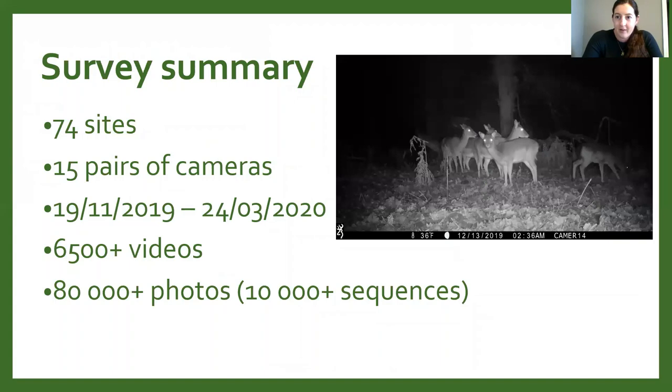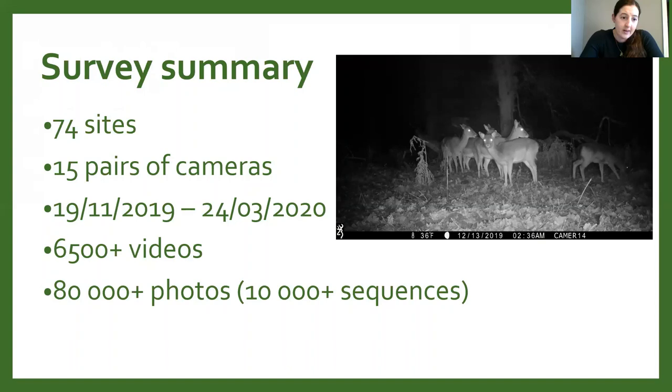So we put our pairs of cameras out in 74 different locations. We had 15 pairs of these cameras, so we had to rotate them between sites. We had each pair of cameras at each site for around a month. And this survey was done between November of 2019 and March of 2020. We did have to finish a little bit early because of the first lockdown. So we had to bring our cameras in a little bit early, but we already had lots of data, so we weren't too worried about that.